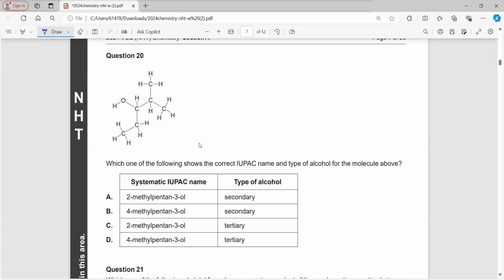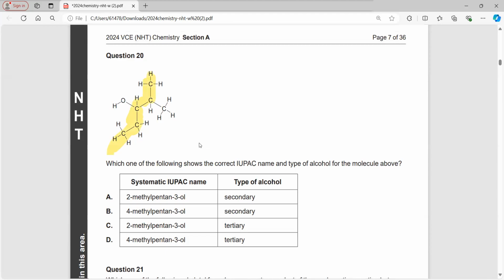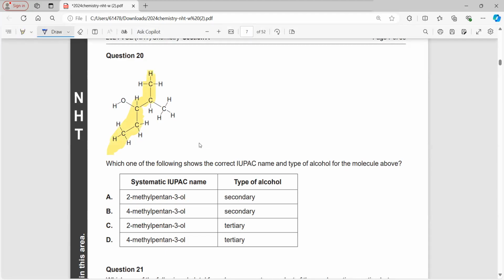Cool. So we just want to find out what the longest carbon chain is. I'm pretty sure it's just this stuff. Yeah, it's the longest carbon chain, and we can see that's 5 carbons, so pent, that's fine. We can see that the alcohol is also on the 3rd carbon, which is also great.